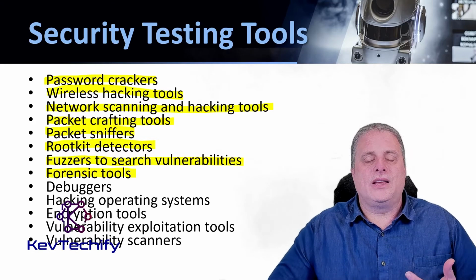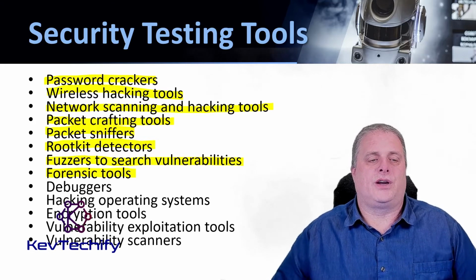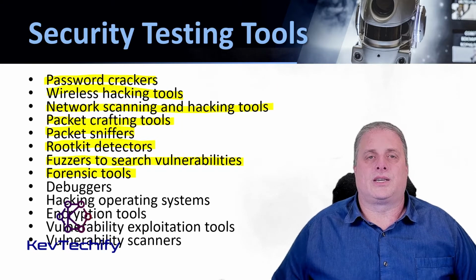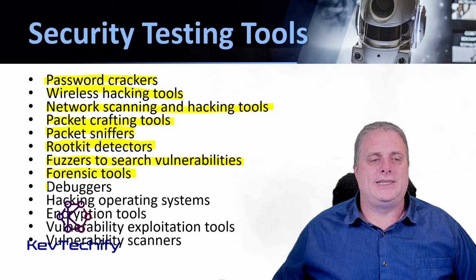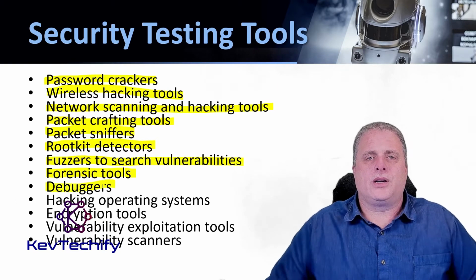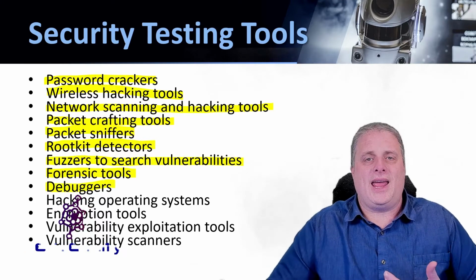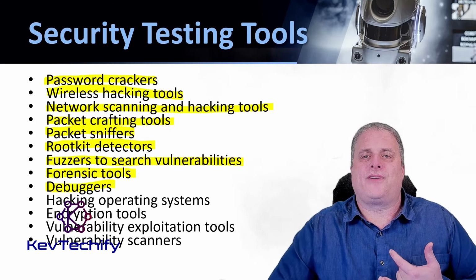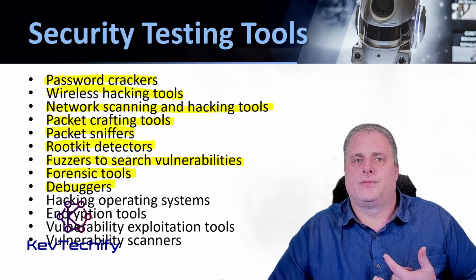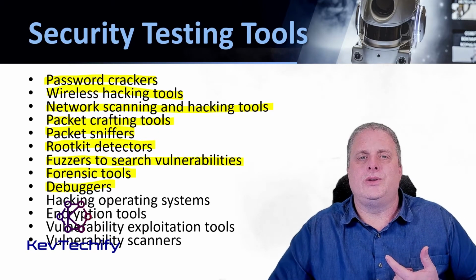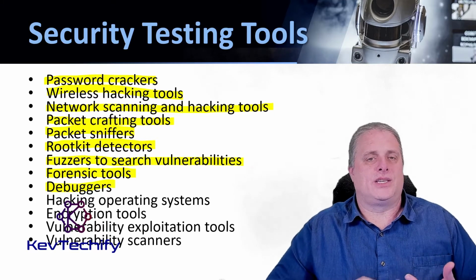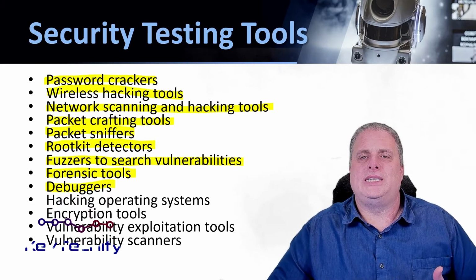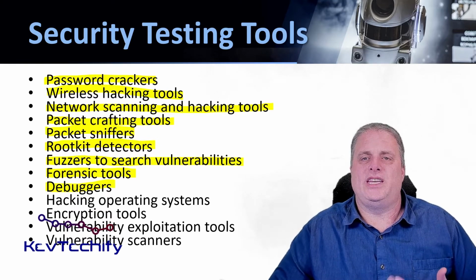Sleuthkit and Helix are two examples here of forensic tools. The next security testing tool is debuggers. Debugger tools are used by black hats here to reverse engineer binary files when writing exploits. Now, debuggers are also used by white hats when analyzing malware. Two of the big debuggers out there are GDB and WinDbg.